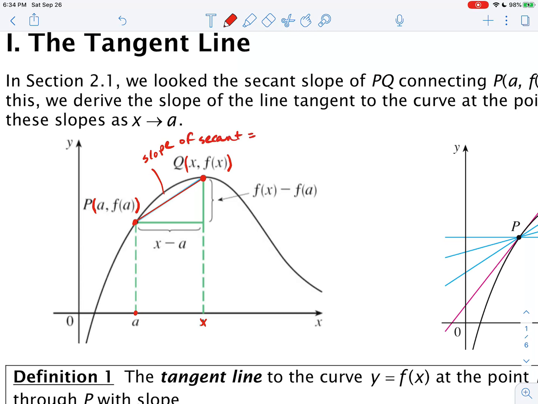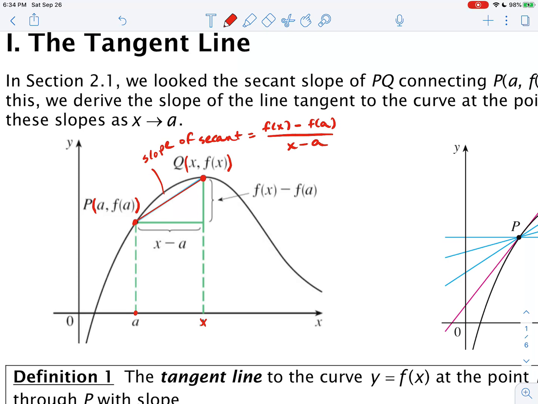that would be y2 minus y1 over x2 minus x1, or the change in y over the change in x, and we would say that this is f of x minus f of a over x minus a. No limits whatsoever.